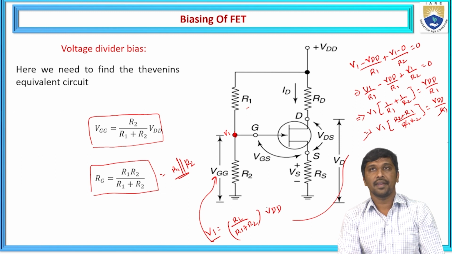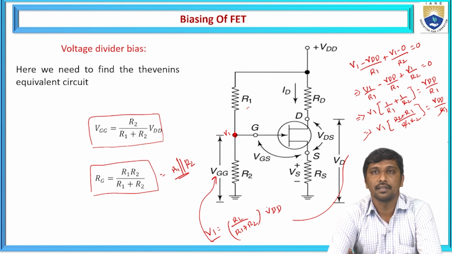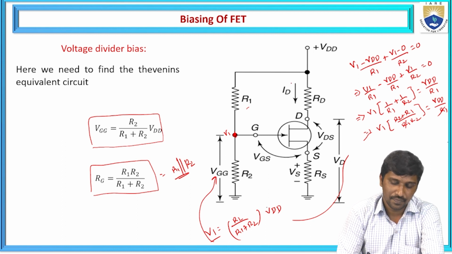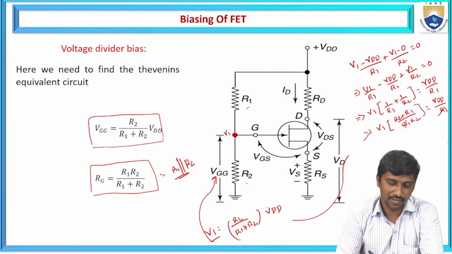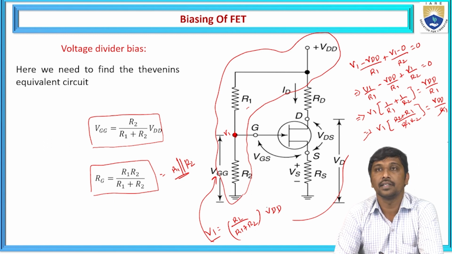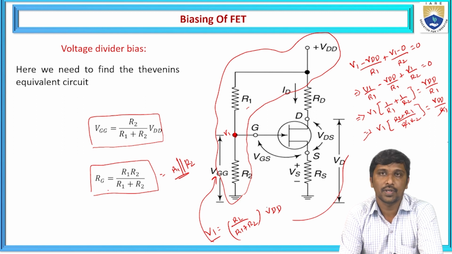So by using these two parameters, we need to redraw the equivalent circuit, meaning this voltage divider network is redrawn by using the Thevenin's equivalent circuit. While drawing the Thevenin's equivalent circuit, this input side should be replaced with a Thevenin's equivalent voltage VGG and RG. Means at the gate side, we need to connect this voltage source as well as the resistance, that is represented as that.